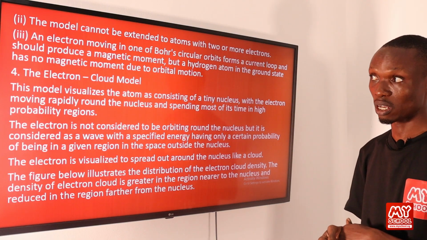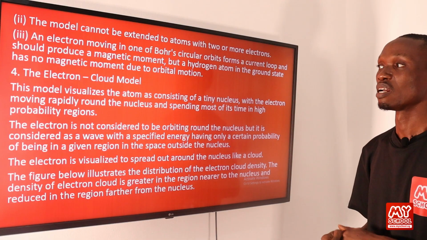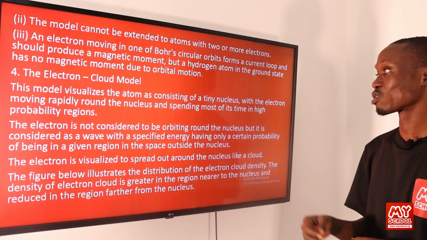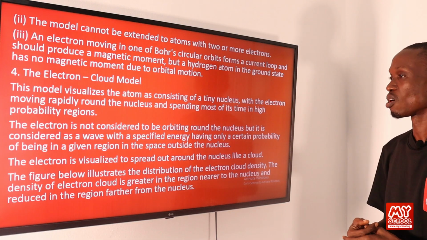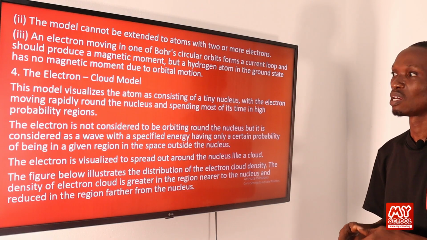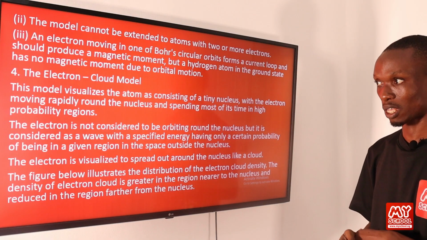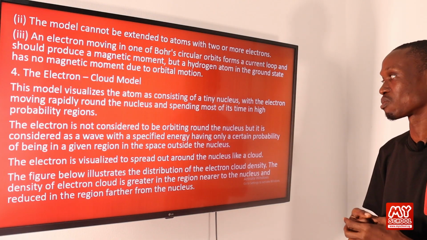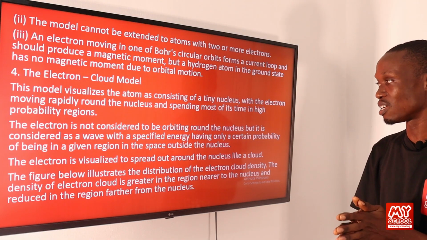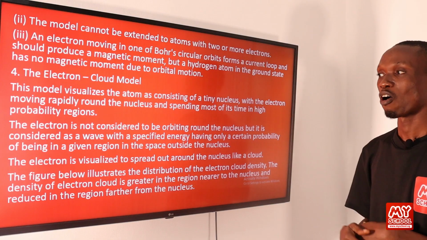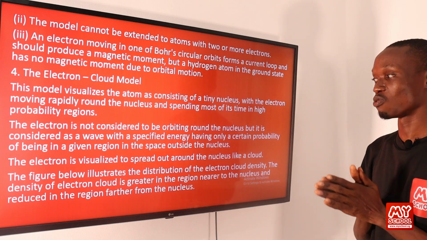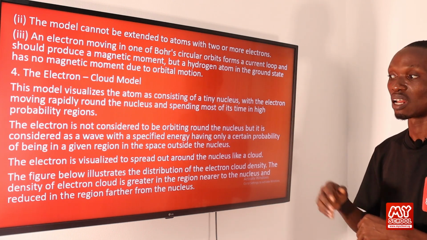Now let's talk about the last model which we'll be considering in this topic, and that is the electron cloud model. So the electron cloud model visualizes the atom as consisting of a tiny nucleus with the electron moving rapidly around the nucleus and spending most of its time in high probability regions. Okay, so the electron is not considered to be orbiting around the nucleus, but it is considered as a wave with a specific energy having only a certain probability of being in a given region in the space outside the nucleus. So the electron is visualized to spread out around the nucleus like a cloud.